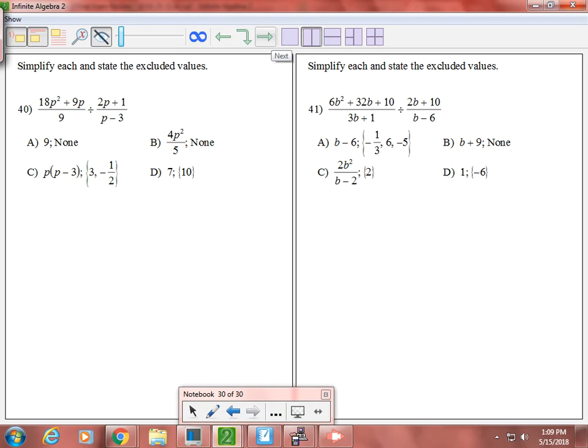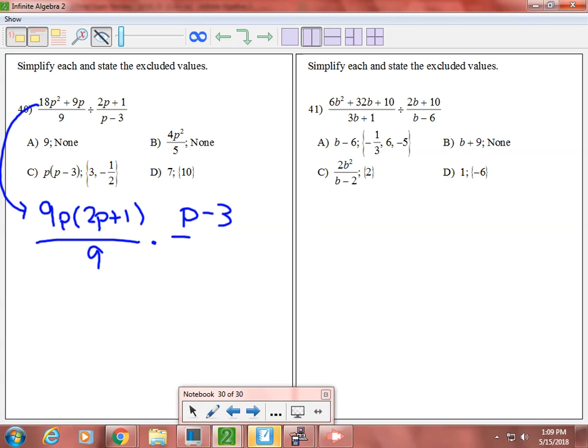Number 40. You are dividing here, so you have to flip and multiply by the reciprocal. So the first one I'm going to do is I'm going to take this and take a 9p out of both. If you take a 9p out of both, you're left with 2p plus 1 over 9, and then p minus 3 over 2p plus 1. Because again, I had to multiply by the reciprocal, which means the opposite. So if I look up and down, these 9s can go away. Diagonally, p plus 1 can go away. So now I have p and p minus 3 that's left.